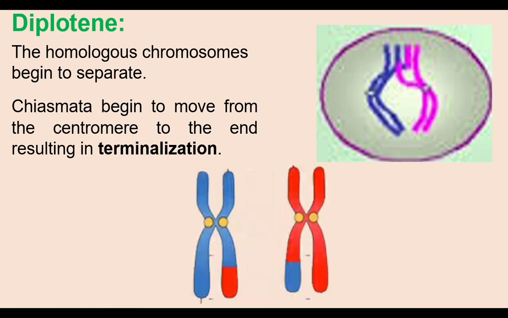It is called diplotene because the dual nature of the chromosome is clearly seen. After crossing over, the chromosomal segments are exchanged, so the chromosomes are dual in nature. The double nature of chromosomes is clearly seen in the diplotene stage.